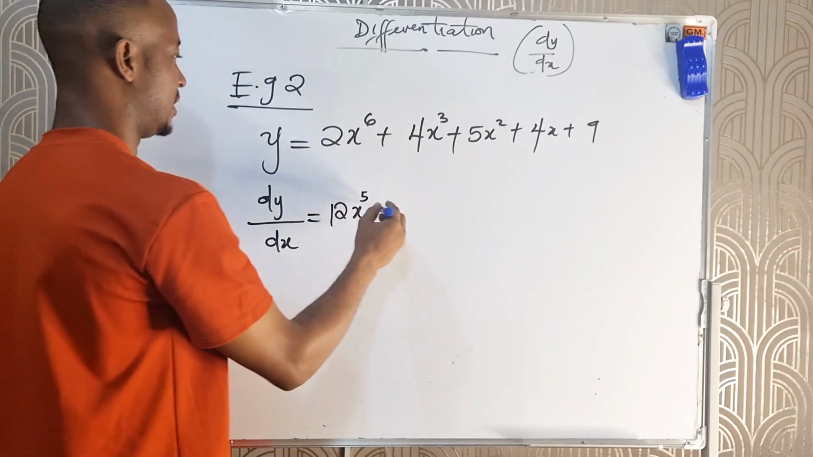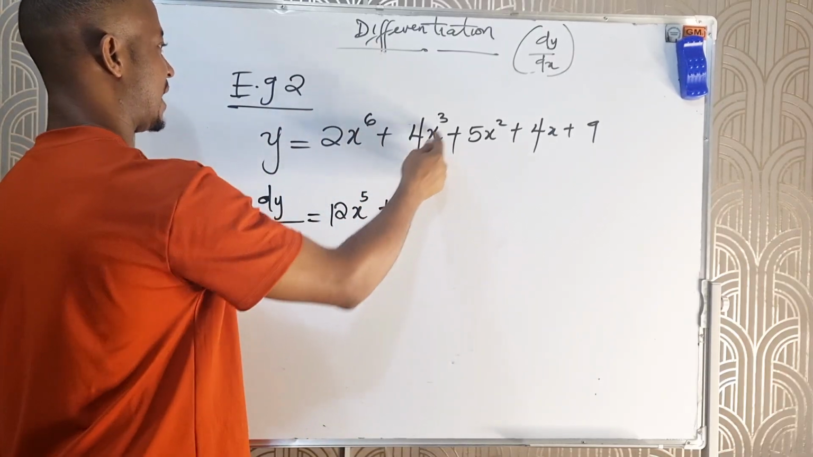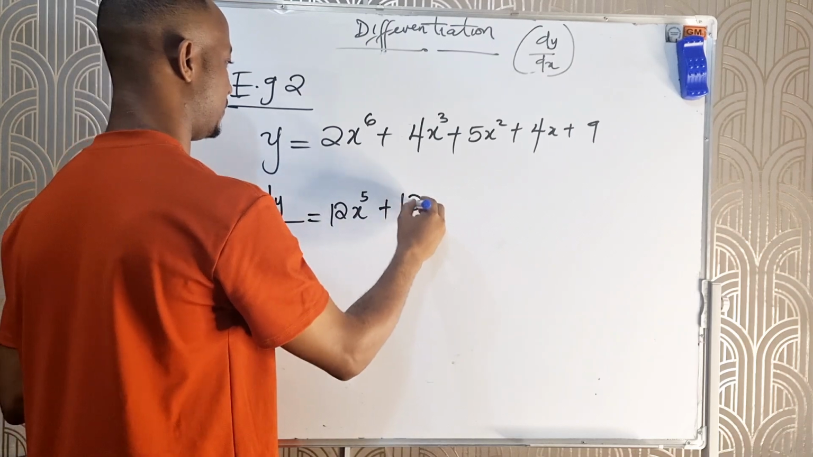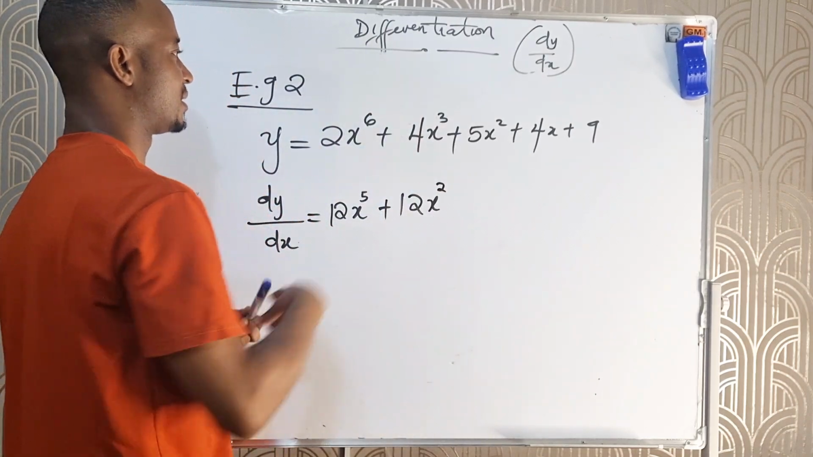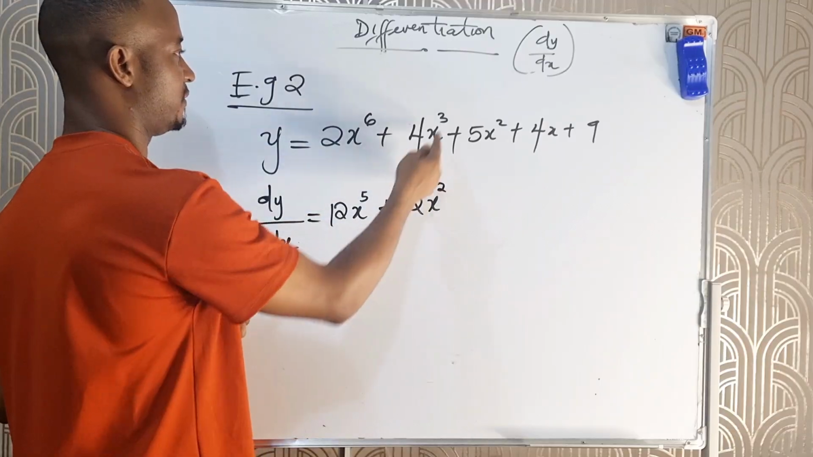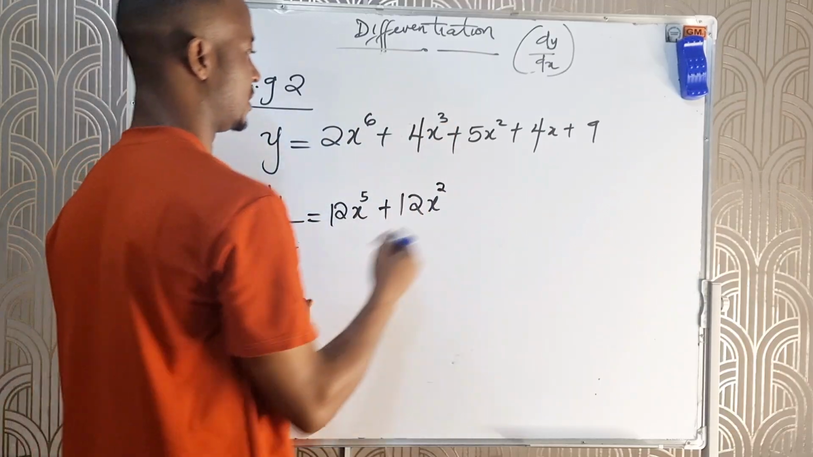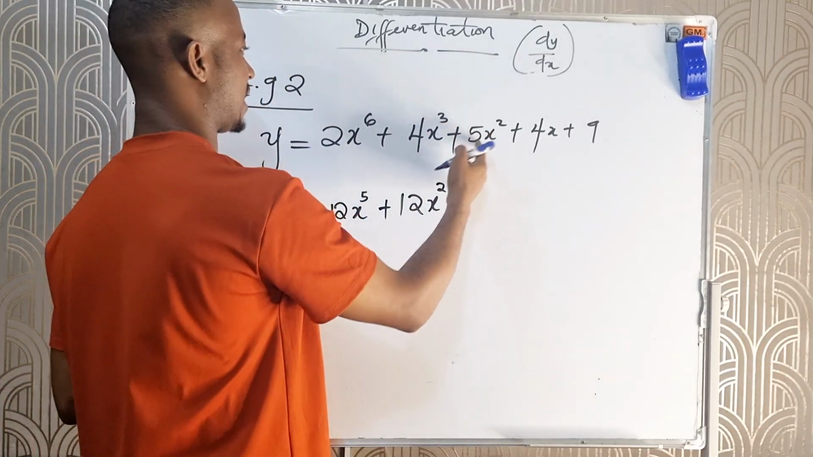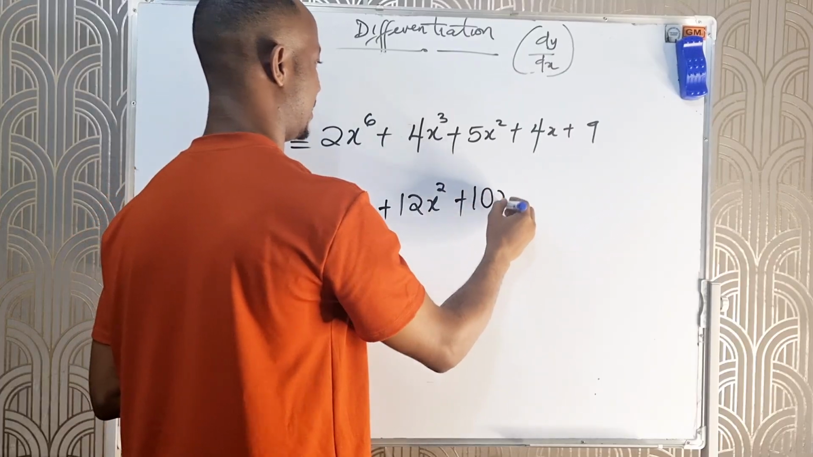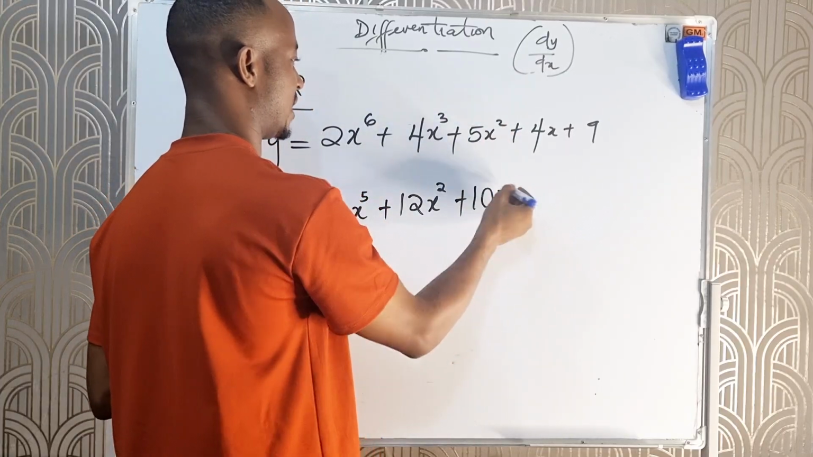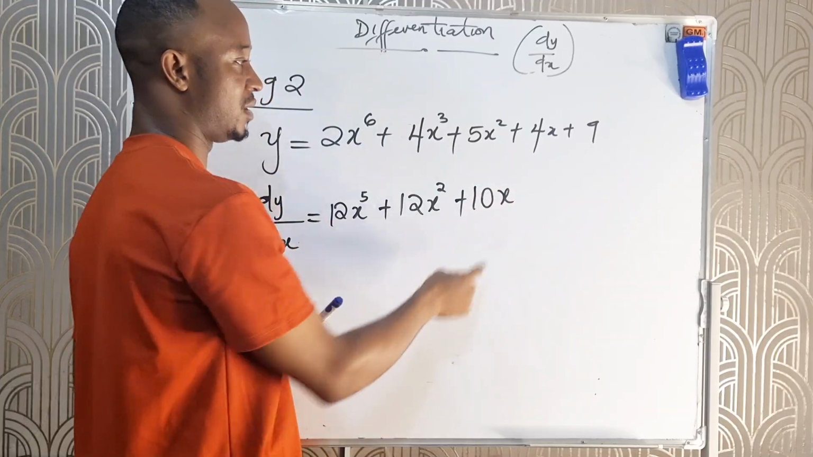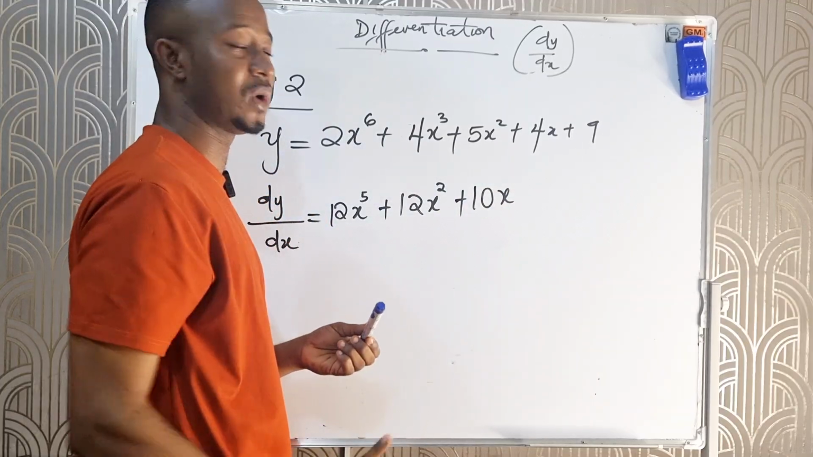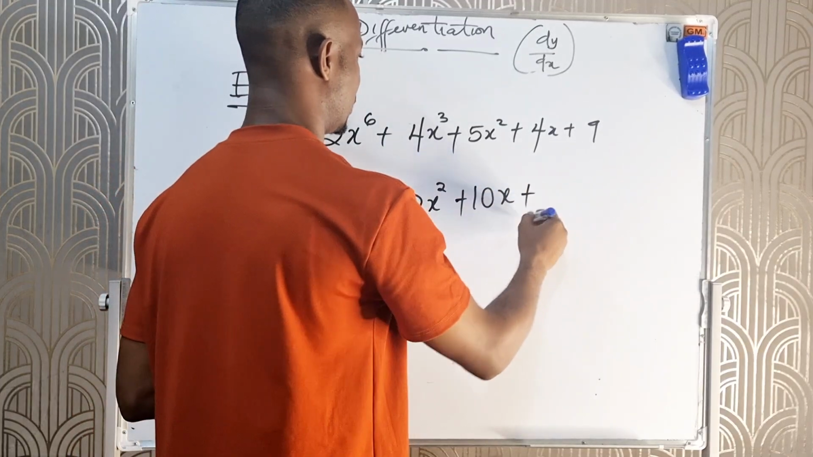Then plus 3 times 4 is 12, 12x to the power of 2, because 3 times 4 is 12 and 3 minus 1 is 2. Plus 2 times 5 is 10, 10x to the power of 2 minus 1, which is 1. But in mathematics, we don't really indicate 1 here, since it already shows that the power of x is 1.